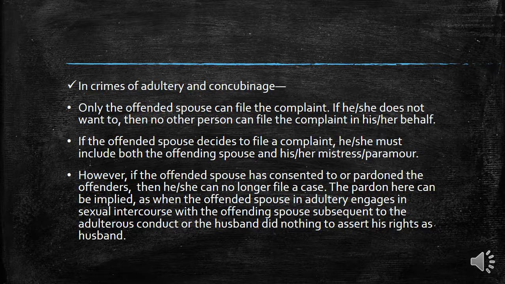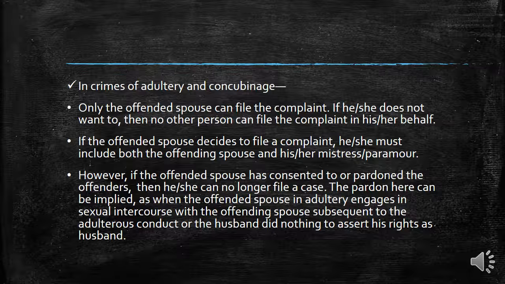However, take note, if the offended spouse has consented to or pardoned the offenders, then he or she can no longer file a case. The pardon here can be implied as when the offended spouse in adultery engages in sexual intercourse with the offending spouse subsequent to the adulterous conduct, or it could be that the husband did nothing to assert his rights as such husband.